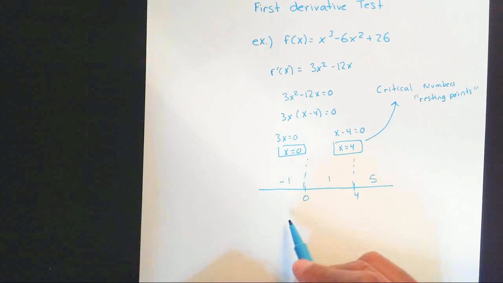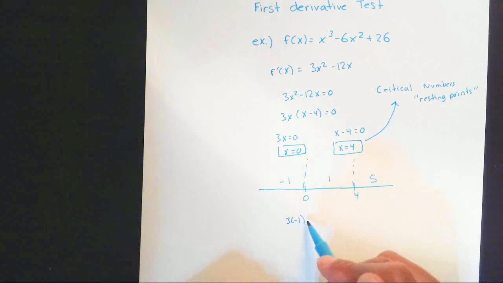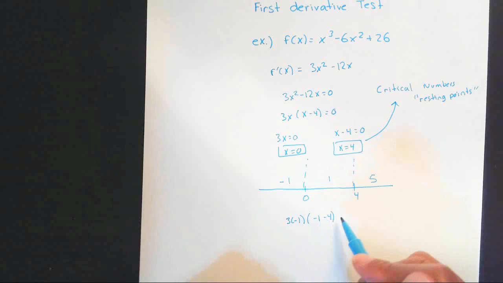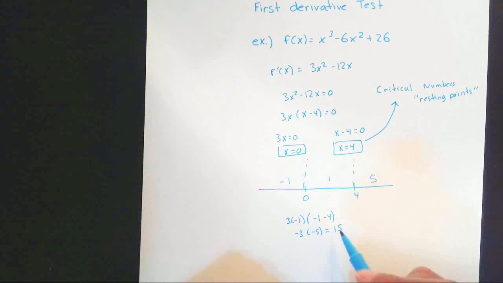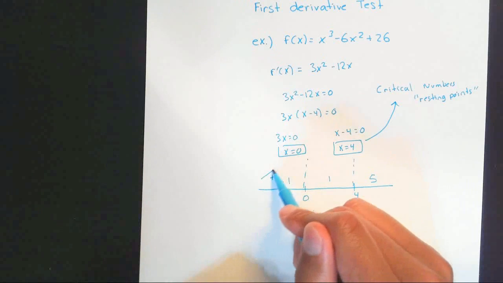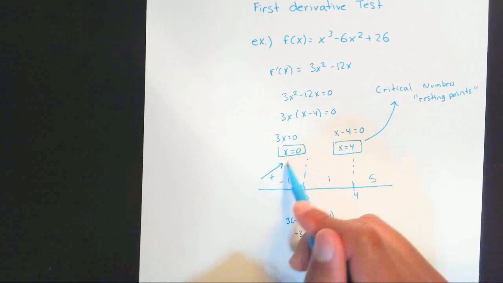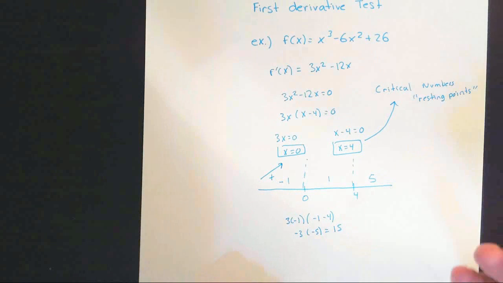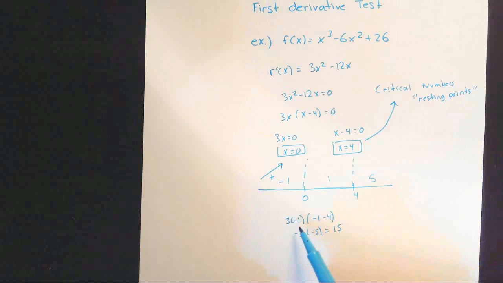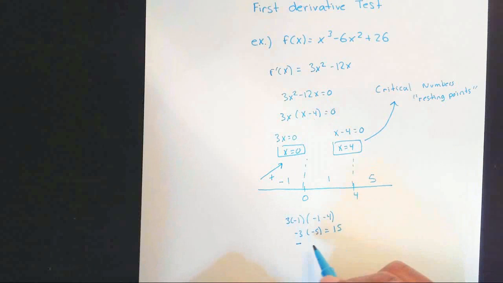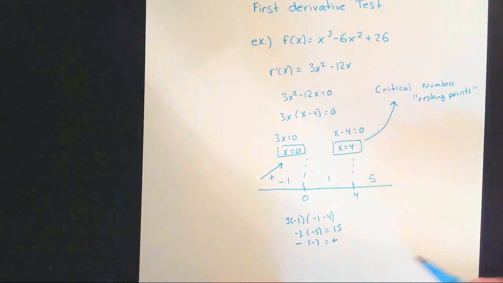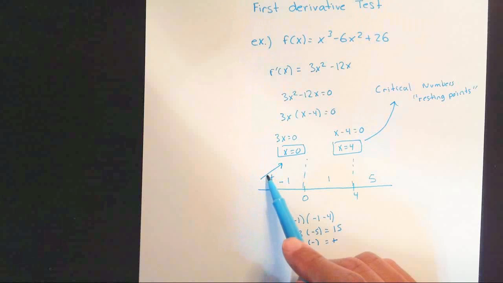So let's say we plug in -1. 3 times -1 times -1 minus 4, and that's going to give you -3 times -5, which gives you positive 15. So because it's positive, that means that between -infinity and 0, you are going to be increasing. Now a shortcut to this is don't actually find what number you get when you plug in -1. Plug -1 in your head. 3 times -1 is a negative. -1 minus 4 is a negative. A negative times a negative will give me a positive, because when you're finding increasing, decreasing, a positive is always known for increasing and a negative is always known for decreasing.